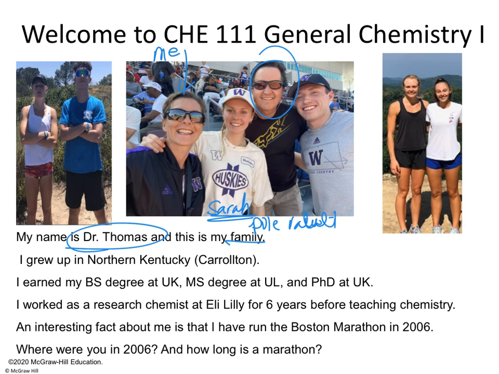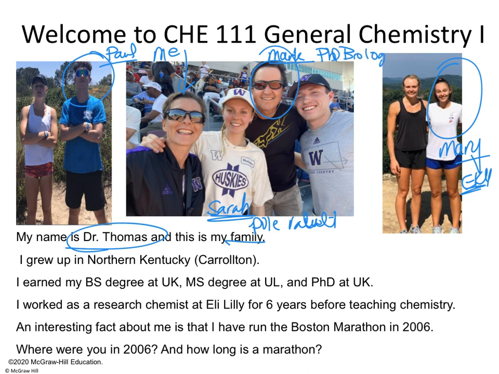So I also have Mary. This is Mary, and Mary is a senior at EKU, and she'll be going to physical therapy school at UK. We're very proud of her. And this is Paul, and Paul is my stepson who is in high school. This is my husband, Mark, and he has a PhD in biology. So he likes biology. And this is Nathan. This is my daughter's boyfriend, Nathan Green, and he actually won the 1500 meter NCAA last year. And he's from Idaho.